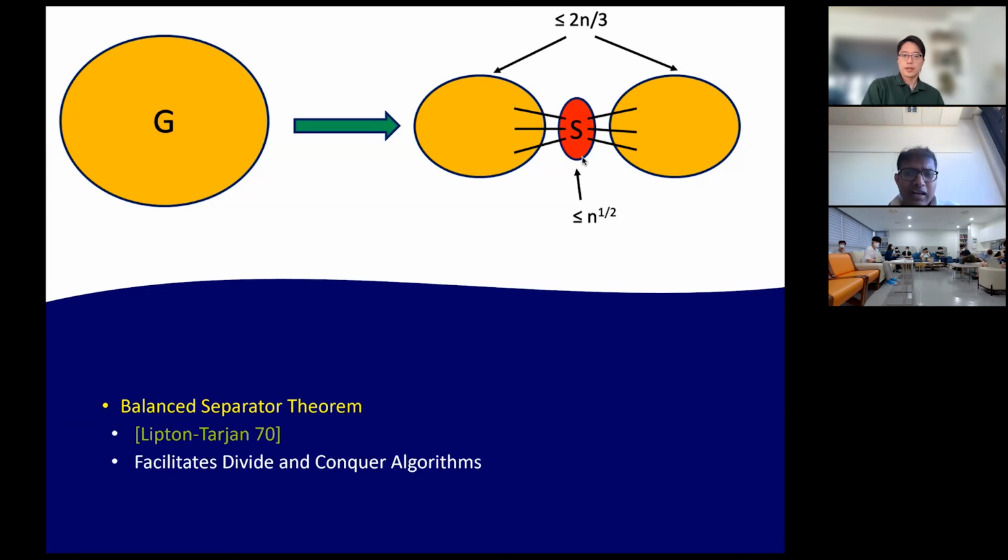And if you work on algorithmic problems in graph theory, this should be your go-to weapon of choice, because it facilitates divide and conquer approaches to a whole bunch of planar graph problems. It's a heavily used technique.